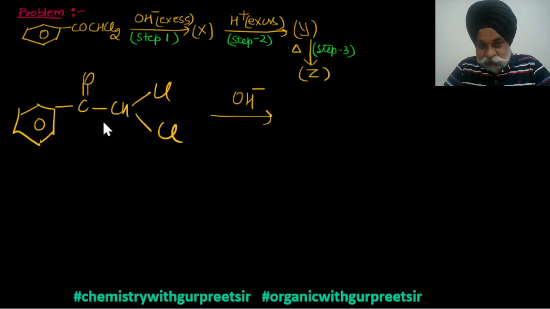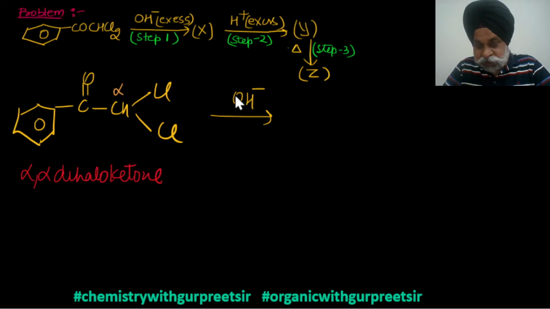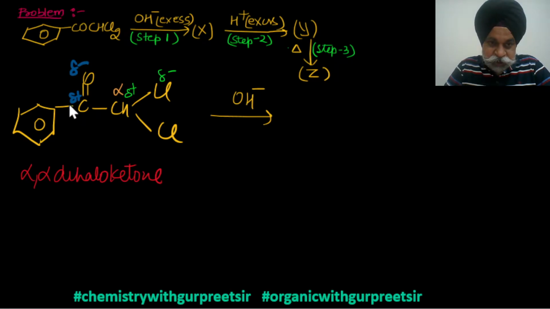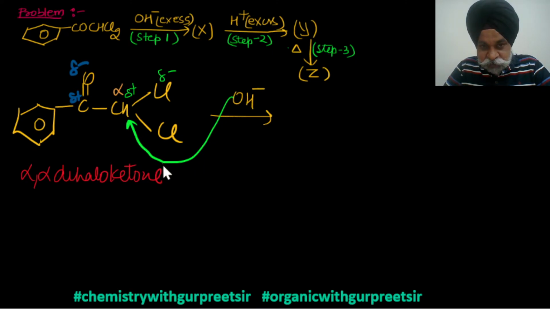So the starting material, if you would see, this is the alpha carbon. I can say this is an alpha, alpha dihalo or dichloroketone type of species to which OH negative is being added, and they said you can use OH negative in excess. Now the first point of discussion is that this is delta positive, this is delta negative. The carbonyl group is polar in nature, and so is your carbon halogen bond. Now this OH negative has a site of attack either on this carbon or on this carbon.